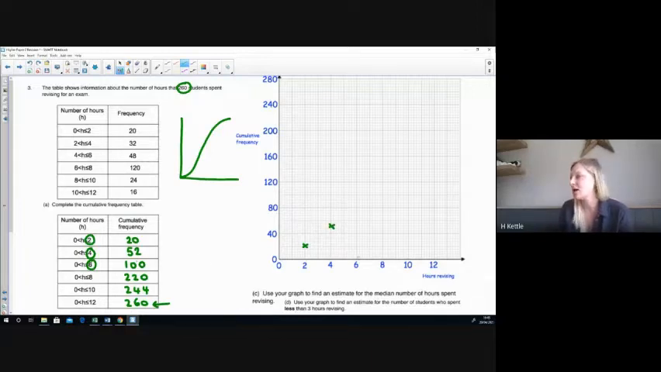Across to 6 and up to 100. Across to 8 and up to 220. Across to 10 and up to 244, which is going to be 1 square above. Just be really accurate with this, so you don't want to lose any marks. And then across to 12 and up to 260. So that's there. And all we do now is join it up with a smooth curve.